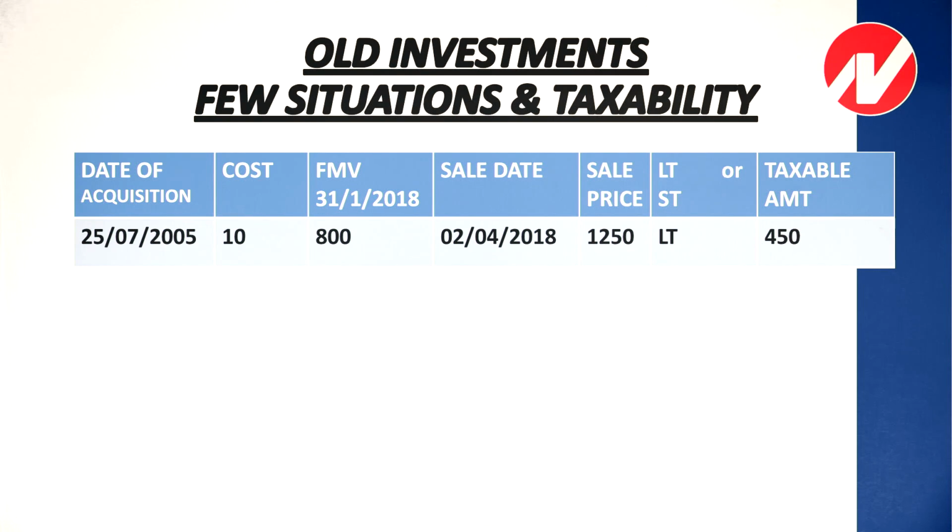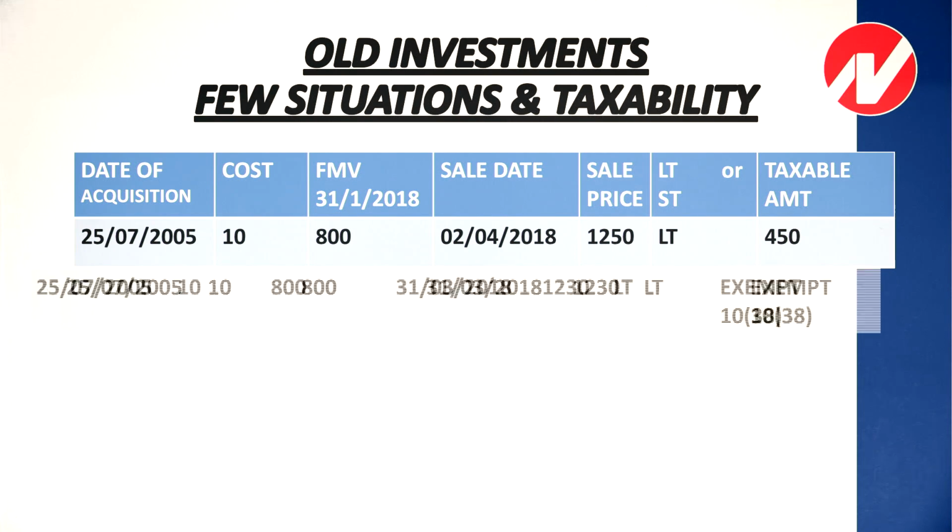25th July 2015, 10 rupees the cost. Fair market value on 31st January 18, 800. 2nd April 18, it is sold at 1250. Is it long-term, short-term? Obviously long-term. If it is long-term, my capital gain will be 1250 less cost. Talking about cost, A is 10, B is 800 and 1250, whichever is less, 800. 10 or 800, whichever is higher, 800. 1250 less 800, 450, taxable at the rate of 10% if exceeds 1 lakh.